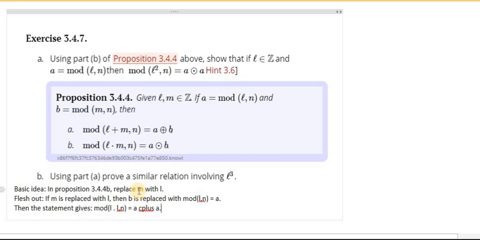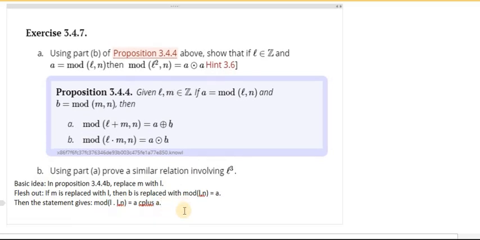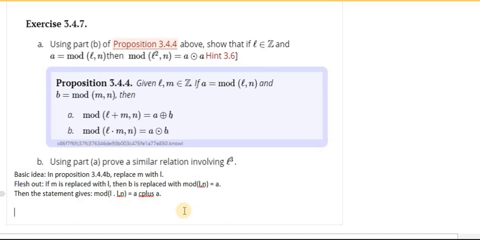My next link of the chain, and then here I'm drawing that out a little bit. If M is replaced with L, then the B in this part is replaced with L mod n, because that's the definition of B, and then that's equal to A. And the statement gives (L times L) mod n equals A ⊙ A. Now, this is basically the proof, right? You can just write it that way. So here's the proof.